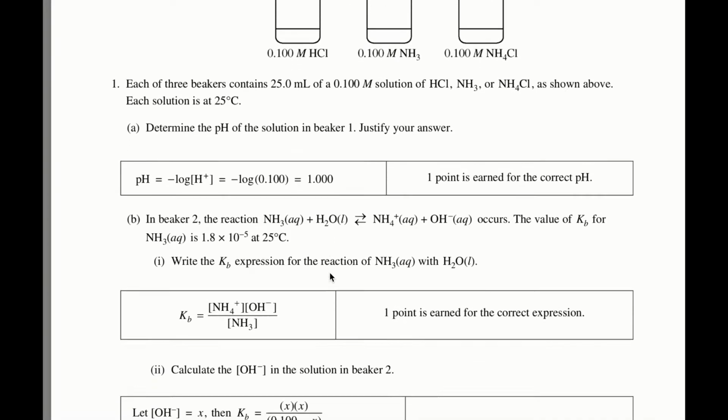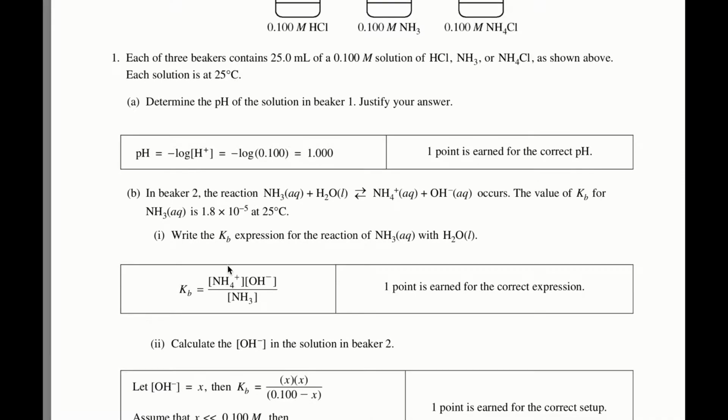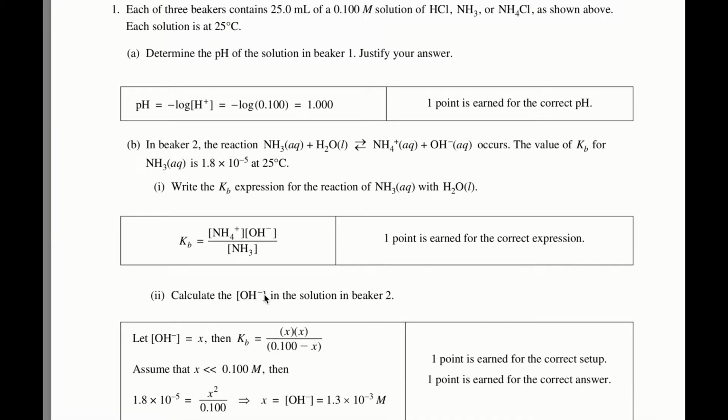Okay? For question B, it says in beaker 2, so you have NH3, okay? This reaction occurs because it's a weak base, so this is a base dissociation reaction. It tells you the value of your Kb, and it says write the Kb expression, right? So not bad at all. Products over reactants, making sure not to include H2O because it is a pure liquid.